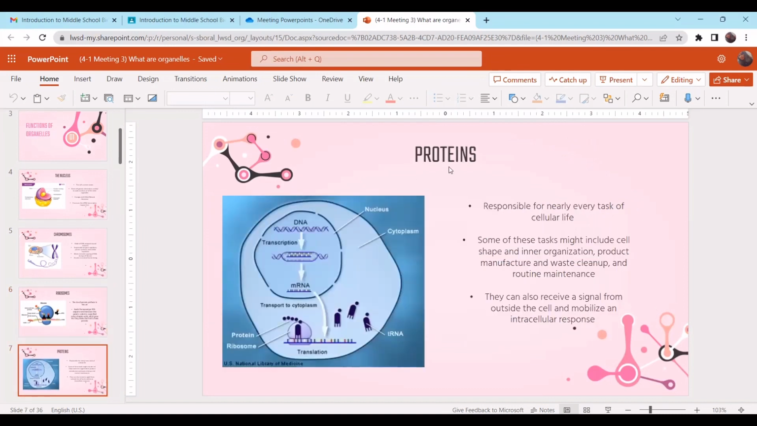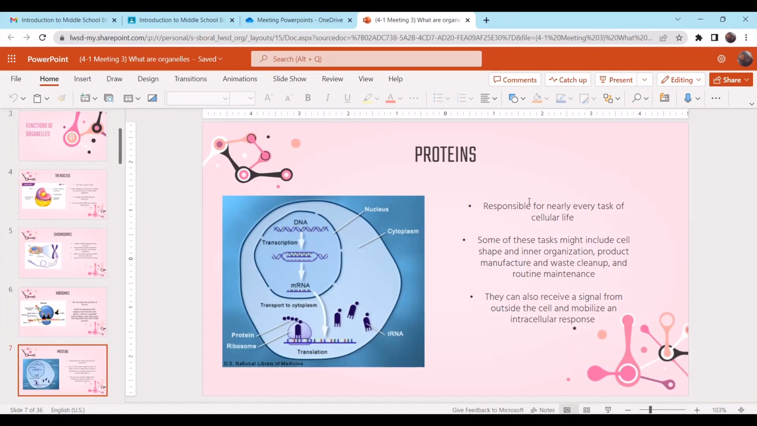Next we have proteins. This is exactly what I was talking about. They're responsible for nearly every single task of cellular life. Some of these tasks might include cell shape, inner organization, product manufacture and waste cleanup. Basically, what the cell doesn't need anymore, it trashes or recycles it, and routine maintenance.